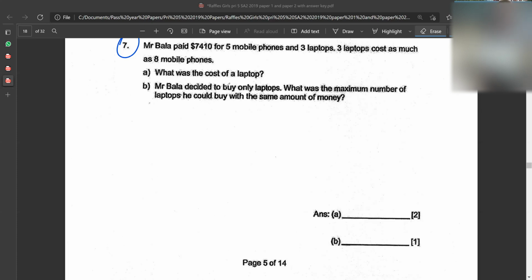Okay, anyway, B. Mr. Bala decided to buy only laptops. What was the maximum number of laptops he could buy with the same amount of money? So how to find? 7410 divided by 1520. Very good. At least I know you can handle this kind of question. 7410 divided by 1520. Ask good friend calculator, he'll tell you it's 39 over 8 or 4.875.